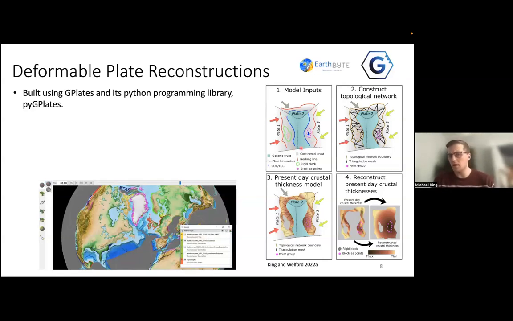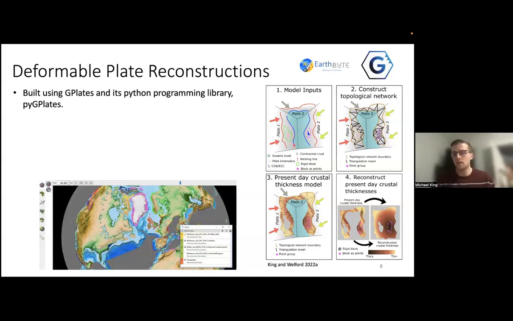To describe the basic way of how we build these, I'm just going to refer your attention to the figure on the right-hand side here. With all models, we need to start with model inputs. With these deformable plate models, we need to define where the deformation is going to take place. So first, we would often need to define an exterior boundary, such as this blue boundary right here.